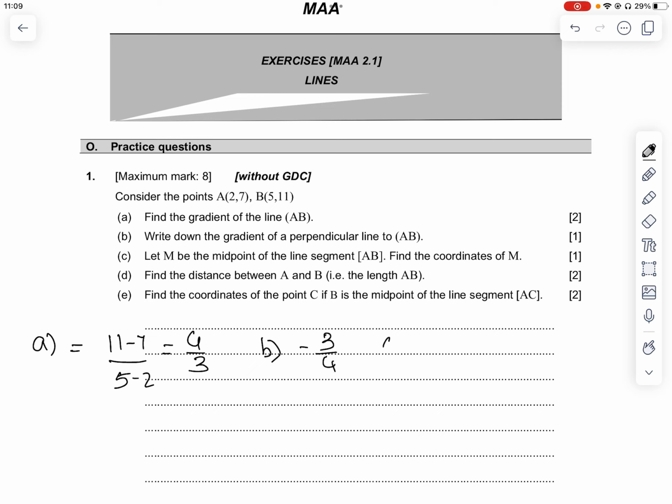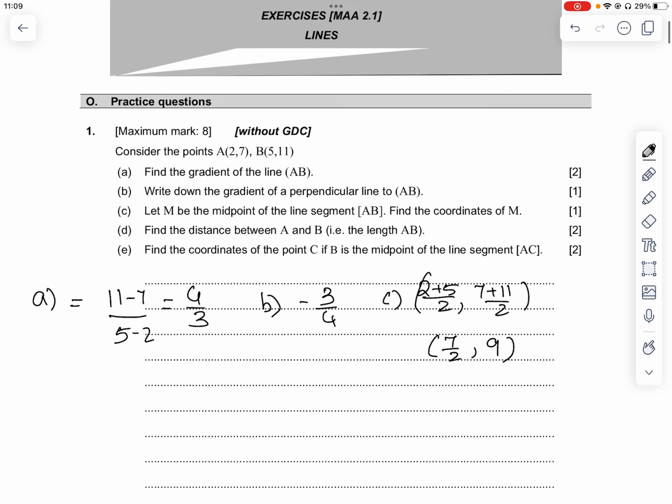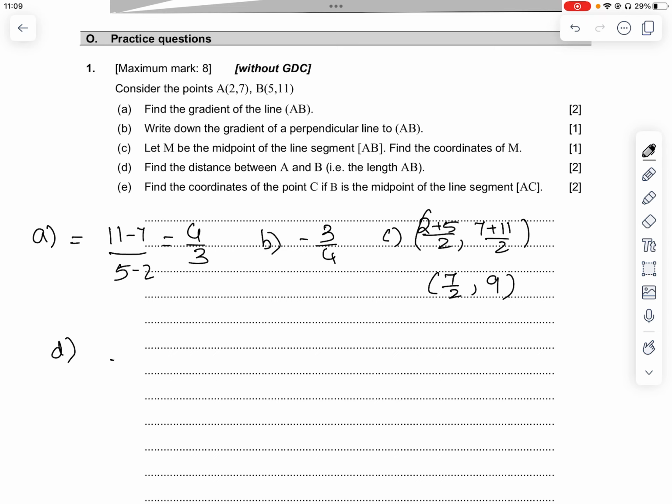Next is asking midpoint, which is x1 plus x2 upon 2, comma y1 plus y2 upon 2. So which is going to be 7 upon 2, comma 9. Find the distance. The distance formula is nothing but what? Square root of x2 minus x1 whole square plus y2 minus y1 whole square. Simplify that. You get 3 square plus 4 square, which is going to be 5.